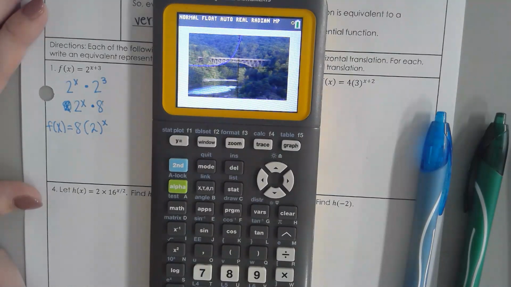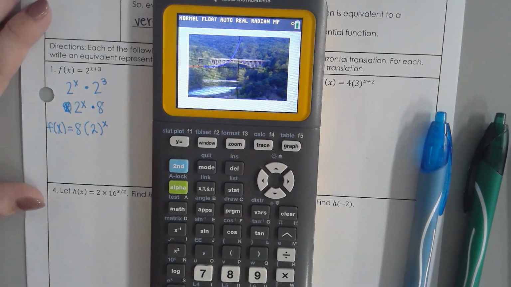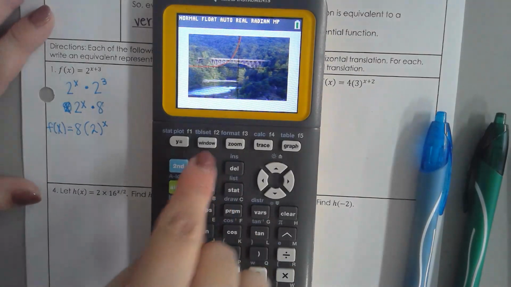It's annoying. Better than what I opened my calculator up to this morning. Somebody had typed a word in that I'm not going to say out loud.